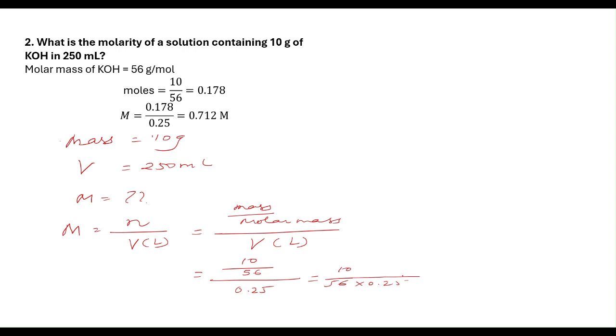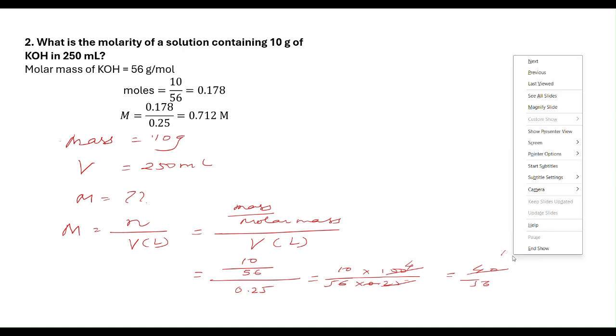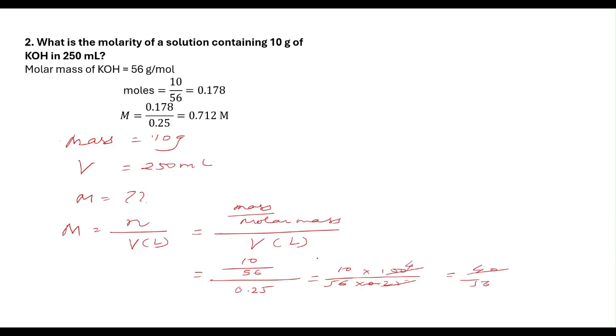We can simplify this. We can remove this point and we can multiply by 100. And this will become 1000 over 56 times 25, that is 40 over 56. Then we have 4 tens, and then we have 14. So it will become 5 over 7, and ultimately it will give you 0.712 molar.